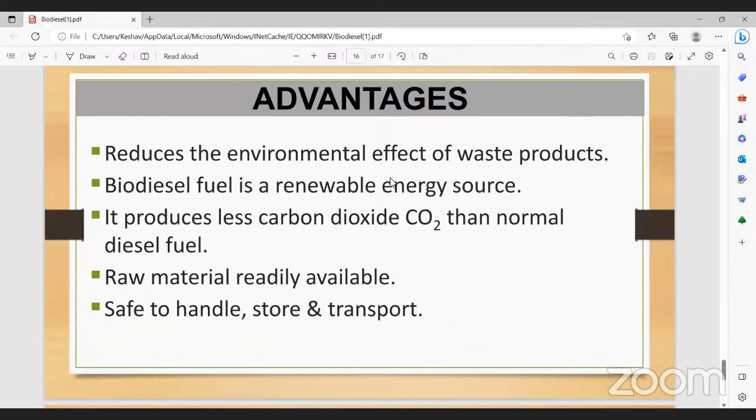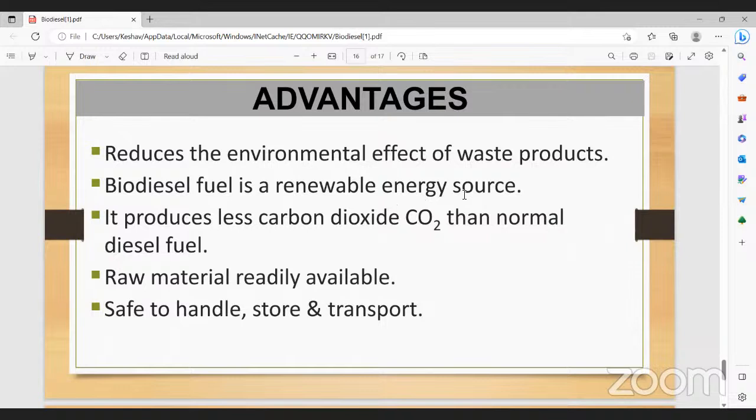Okay, move on. And these are the advantages of our project. Ma'am, as we know, there is a huge amount of plastic in the world. If we use the plastic in this way, as we are using in this project, then it will reduce the environmental effect of waste products.